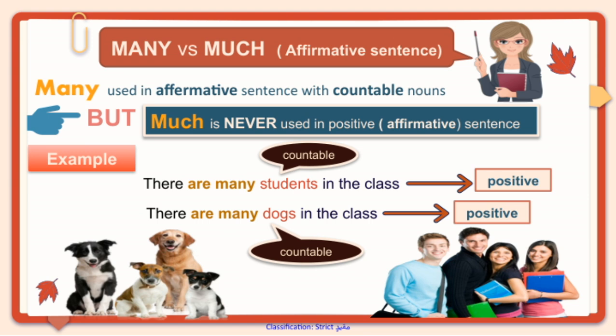This leads us to a key distinction. Many versus much. Remember, many is used with countable nouns in positive sentences, while much is used with uncountable nouns. So, to summarize, in positive sentences, many is common when talking about countable things, like dogs or students, and much is generally avoided in affirmative sentences, especially when referring to uncountable nouns. This understanding helps us form correct and natural-sounding sentences.